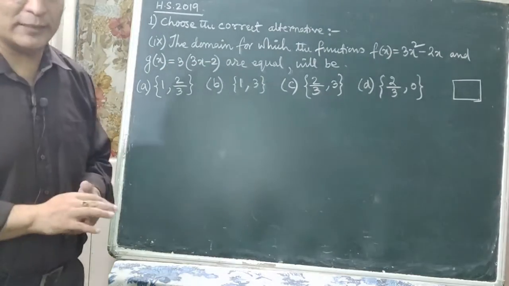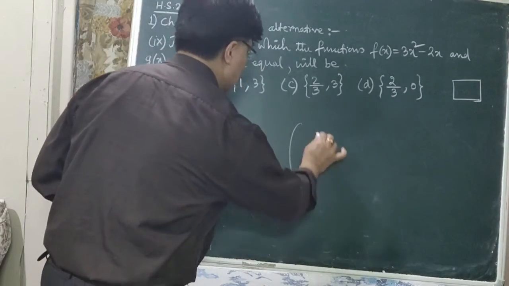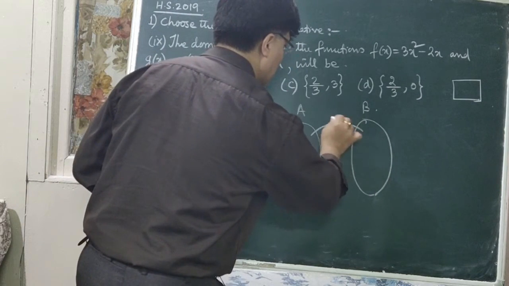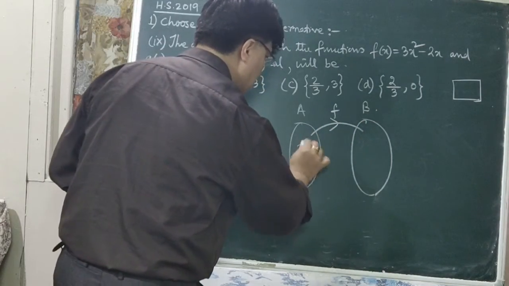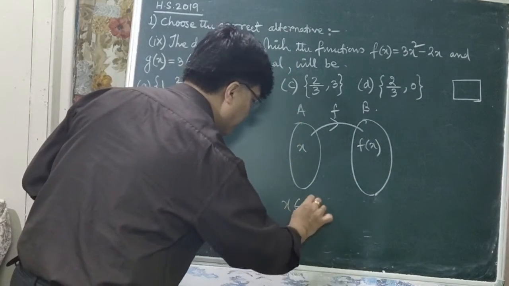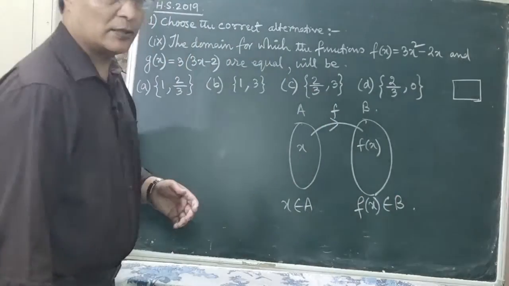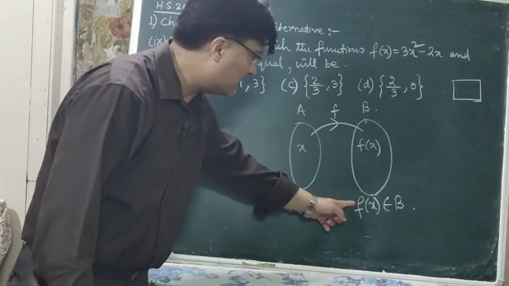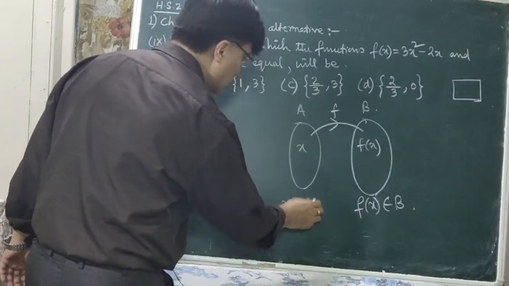Domain means, what do you mean by domain? So domain means, two sets, that is, this is your A and this is your B. So this is the function from A to B. So this is x and this is your f of x. So x belongs to the set A, and this f of x belongs to the set B, right? So x belongs to the set A. This x is known as the domain of A, and this f of x is known as the range of f. That is, x belongs to the set A.